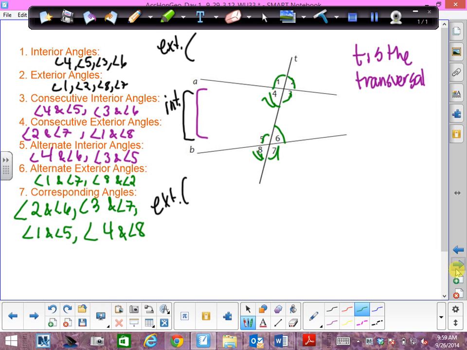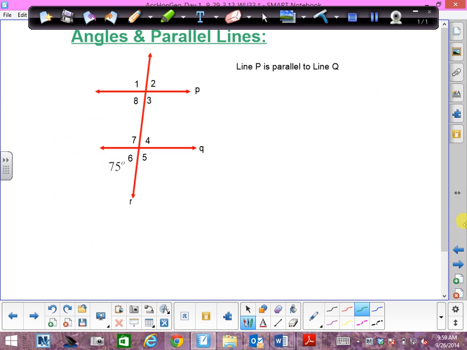So look at all those angle pairs and make sure you can recognize them, because you're going to have to know these to understand a lot of the theorems and postulates we're going to discuss. So when we have a transversal, here R is the transversal, and we know P and Q are parallel. That makes things work out a lot better for us, because we can find a lot of different angle measures. So what angles do we know are congruent to angle 6?